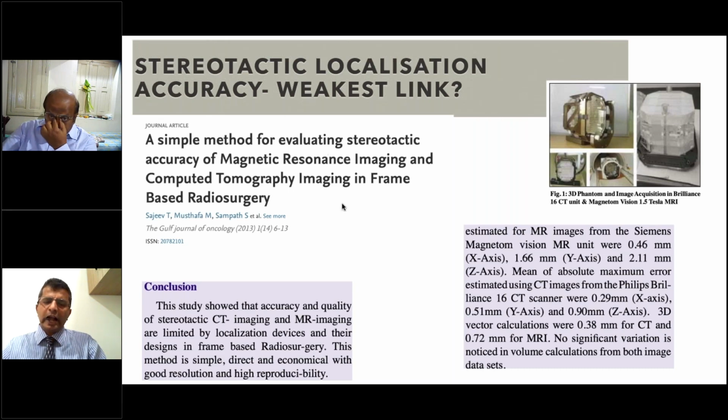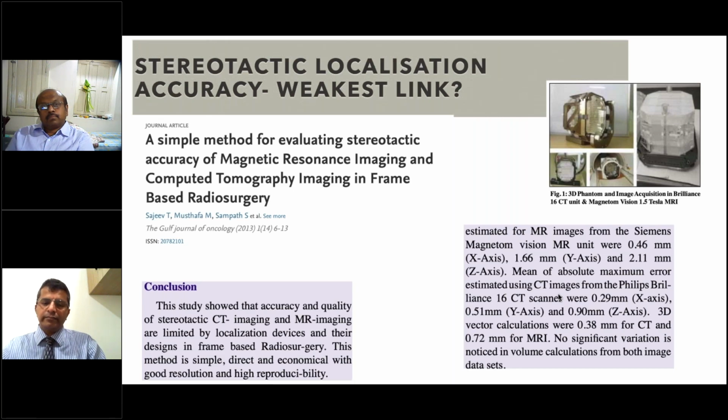So we came to know some of the MR units had a lot of error, which is more than 1 mm in many situations. Again, it depends on the sequences, the frequencies, and the many parameters that you use for setting the sequences. So in some situations, we had to use some CT-MR image fusions or co-registrations to perform high definition radiosurgery treatments like microradiosurgery.